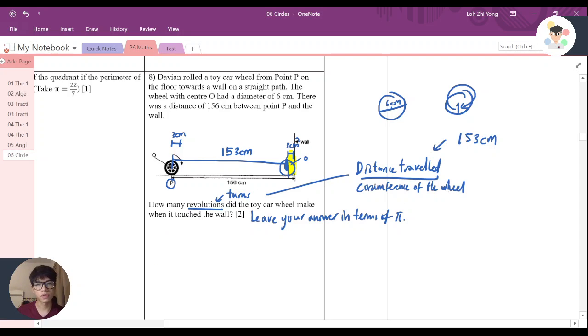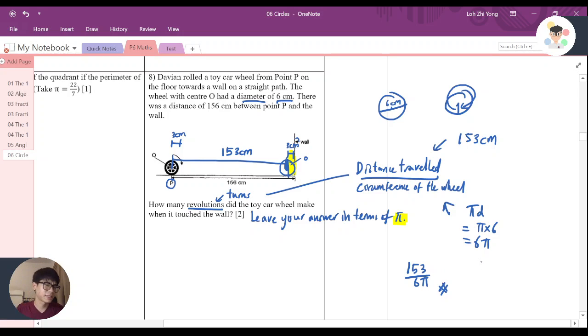Now the question continues with the circumference of the wheel. Of course, to look for the circumference of the wheel, we know the formula is 2 pi r or pi d. In this case, we just use the diameter since we know it's 6 cm. The question requests to leave your answer in pi, so you can just leave it as 6 pi, because pi times 6 is 6 pi. The answer for this question is distance traveled divided by circumference of the wheel, which is 153 divided by 6 pi. So how many revolutions? The answer is 153 divided by 6 pi.